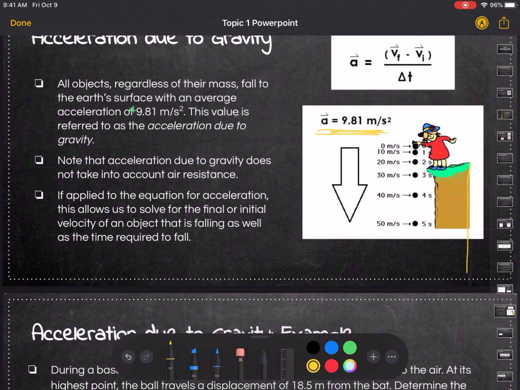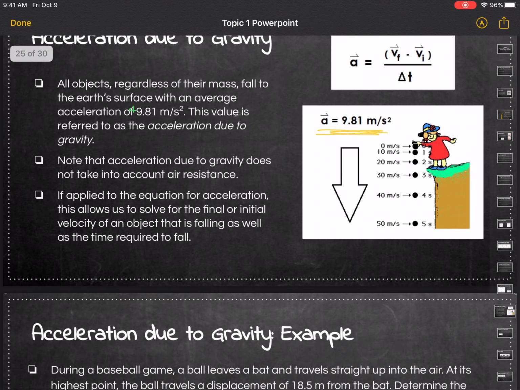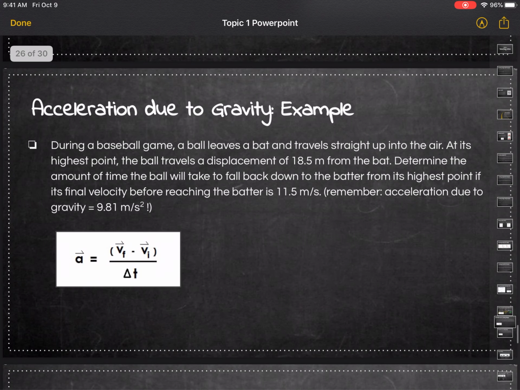If they don't give you an acceleration in a formula or in a question, you might realize that, oh, the acceleration is 9.81, okay? Acceleration due to gravity. So let's do an example.